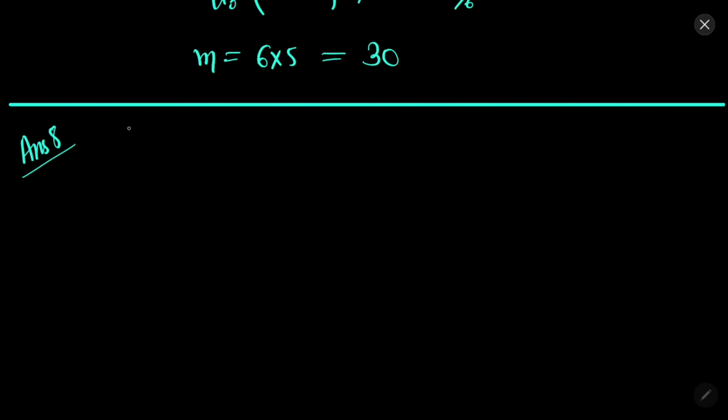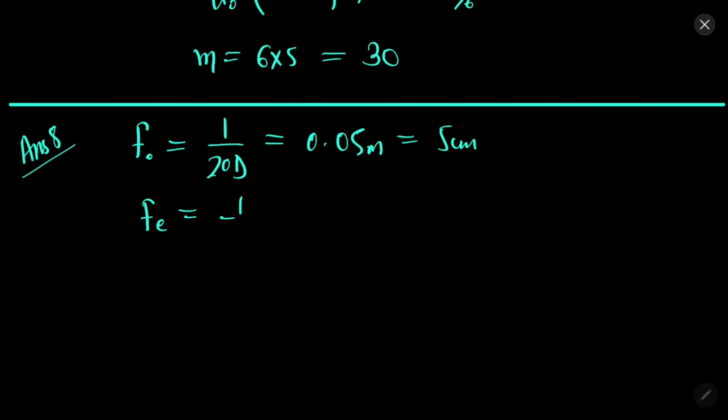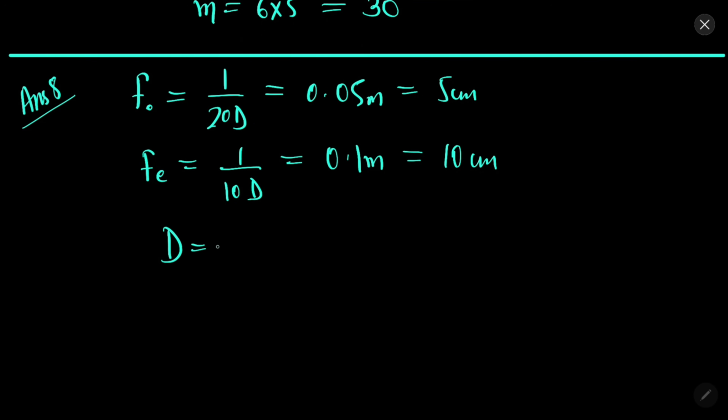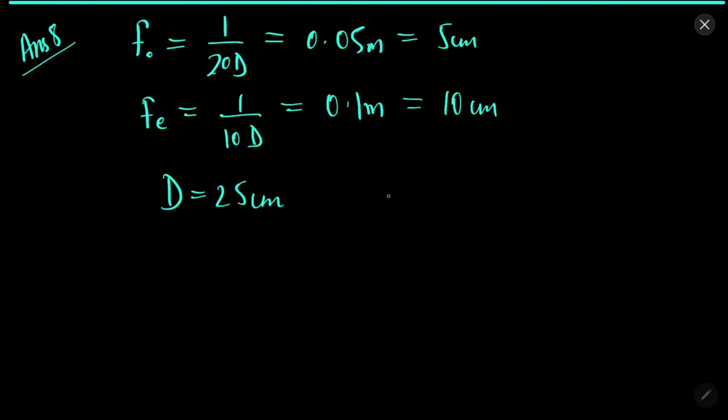So now let us try to understand the situation we have. Object lens focal length can be found as 1 over power, which will be 0.05 meters or 5 centimeter. Eyepiece lens power is 10 diopter, so focal length is 0.1 m or 10 centimeter. D is 25 centimeter here. Next, separation between lenses is 20 centimeter.